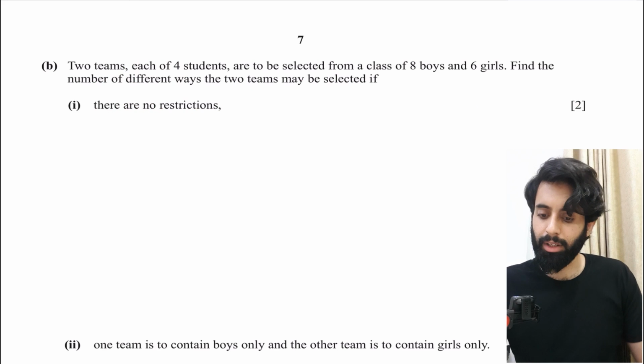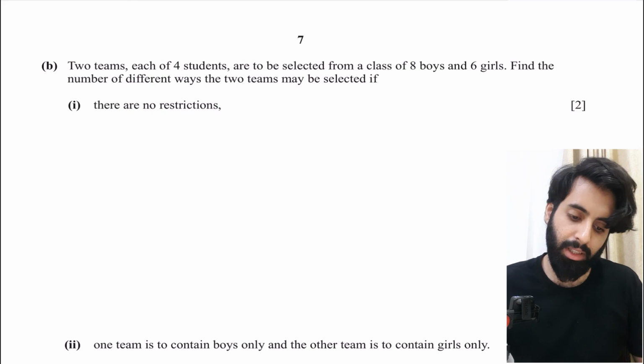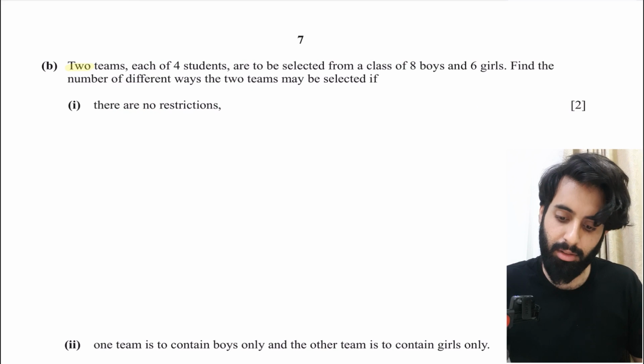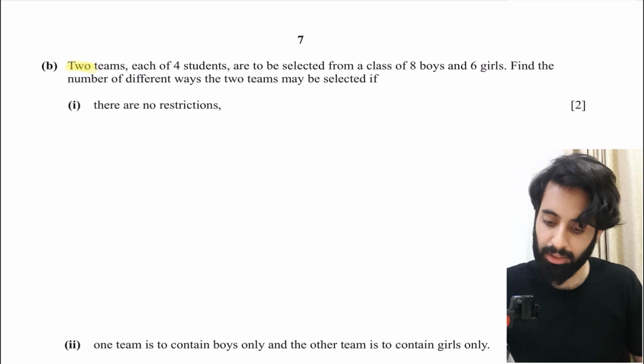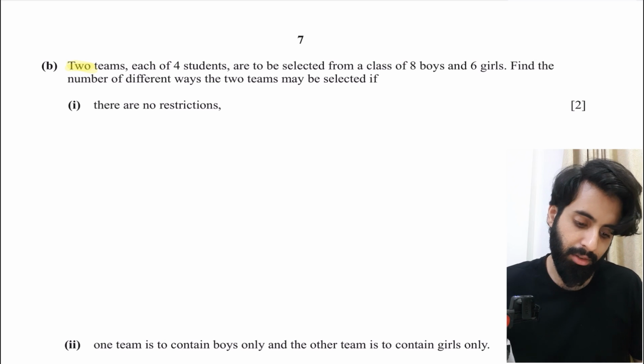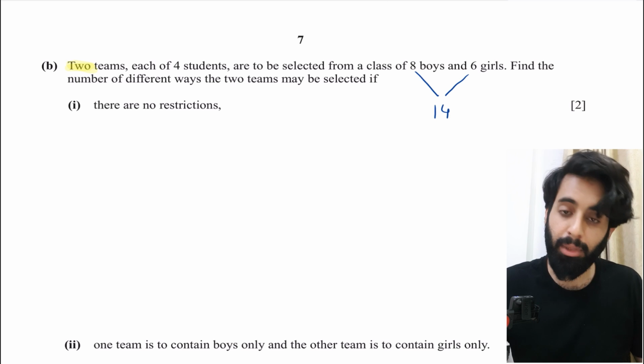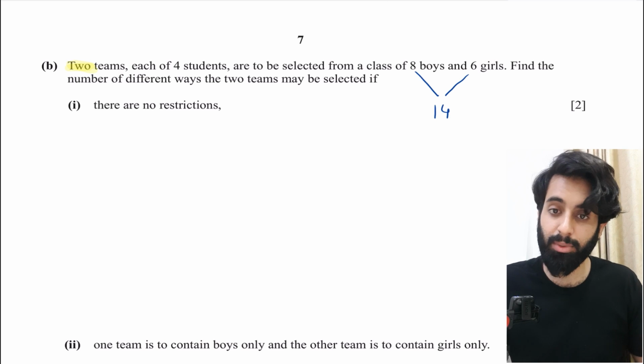Okay, now we move to part B of the same question, and it says 2 teams. The word 2 is very important. Each of 4 students are to be selected from a class of 8 boys and 6 girls. Find the number of different ways the 2 teams may be selected if there are no restrictions. Okay, so if there are no restrictions, then this shouldn't be too difficult. By the way, I'm going to be using combination here. Why? Because we're selecting a team.